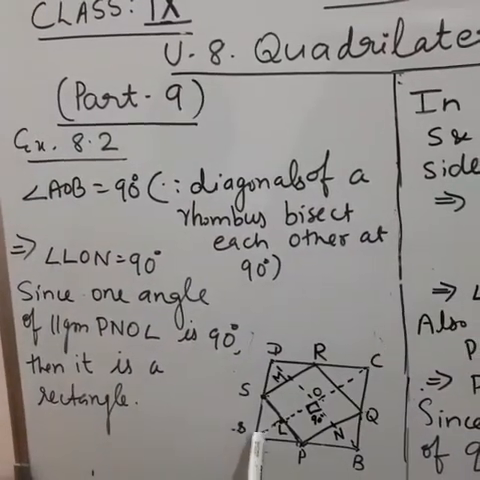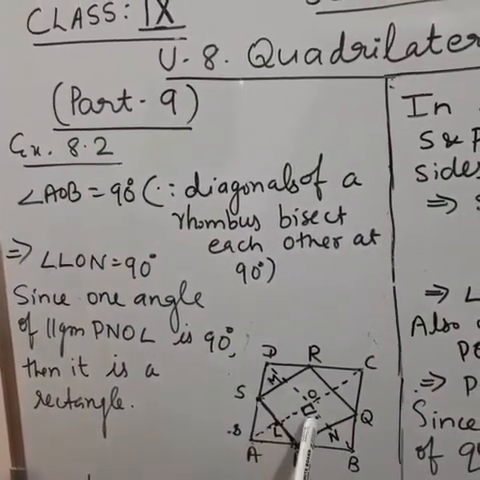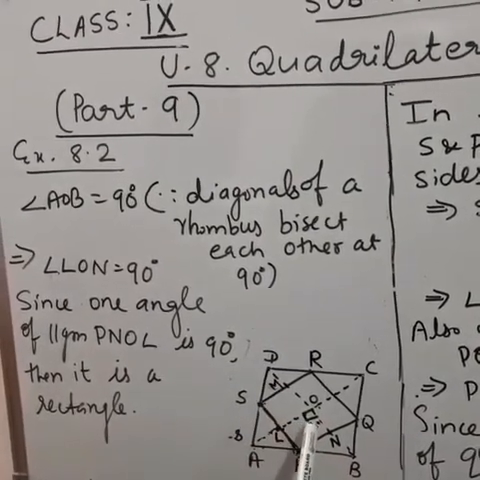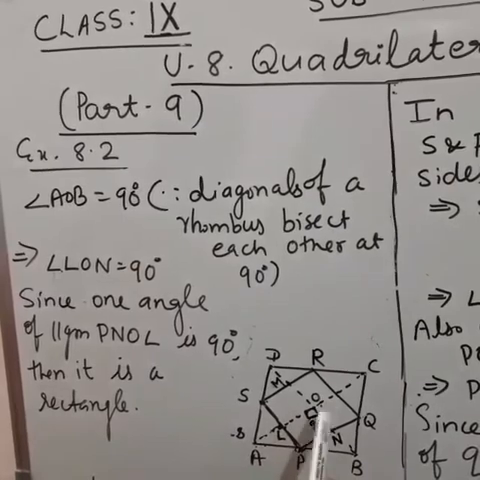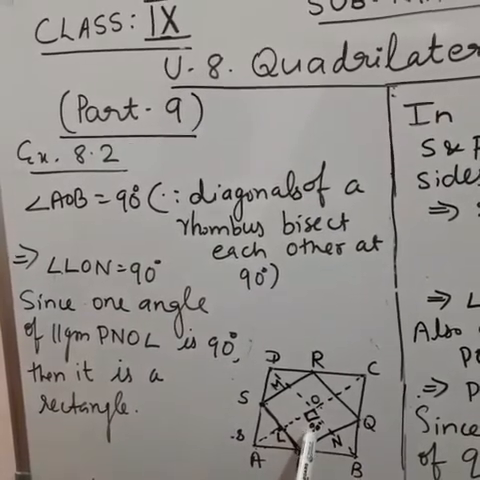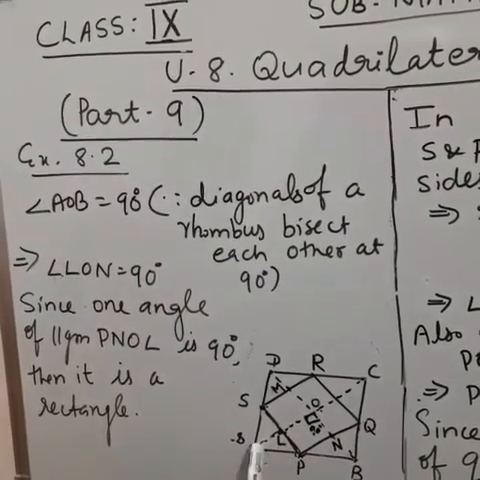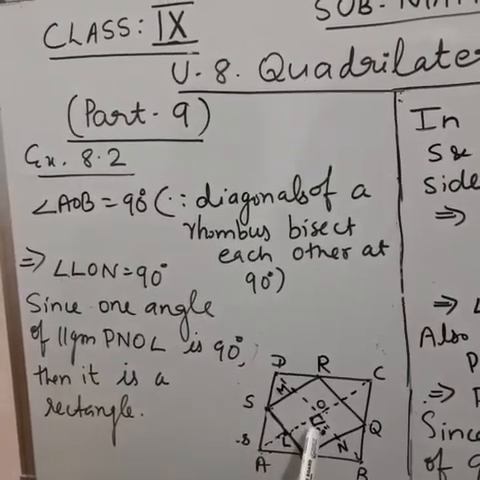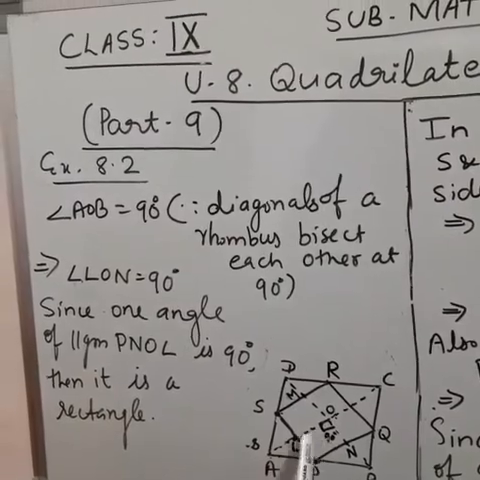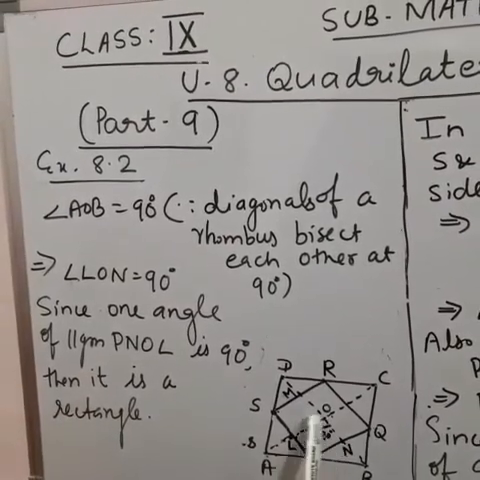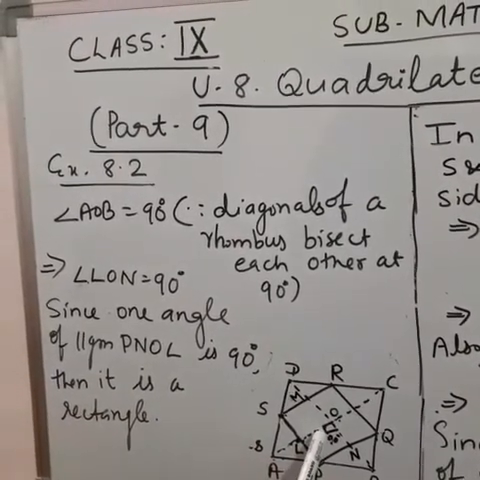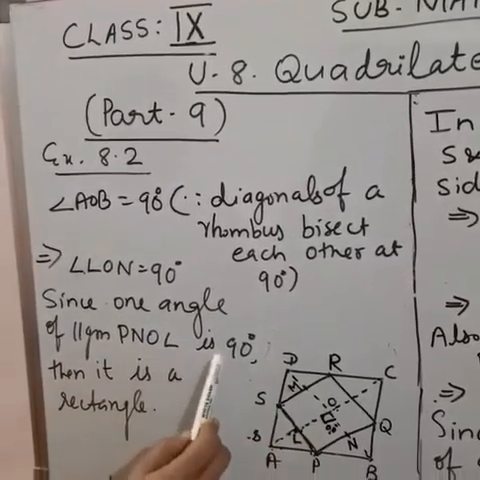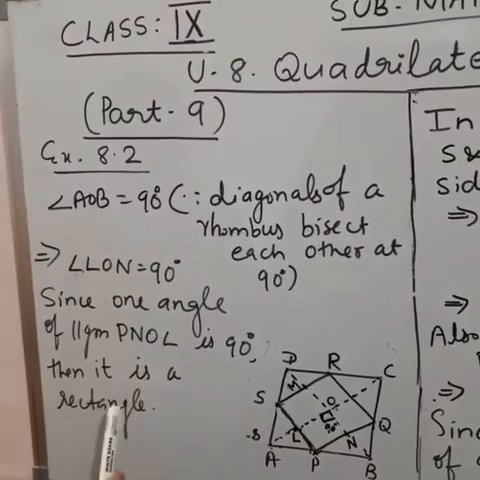Here, angle AOB is equal to 90 degrees. We know that in a rhombus, diagonals bisect at right angles. So all these four angles will be 90 degrees. So this angle we can take as 90 degrees. That is, if AOB is equal to 90 degrees, then angle LON is also equal to 90 degrees, same angle. So in parallelogram PNOL, we have proved one angle is 90 degrees. So since one angle of parallelogram PNOL is 90 degrees, it is a rectangle.